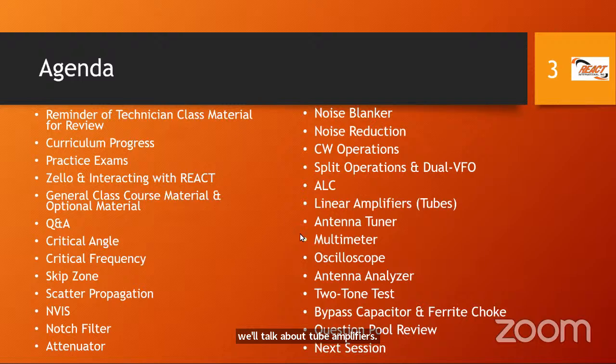Then we'll go to some instruments such as the multimeter, voltmeter, and so on, and also the oscilloscope. We'll discuss the antenna analyzer. We'll talk about what the two-tone test is, and then we'll end the theory by discussing what bypass capacitors and ferrite chokes are.